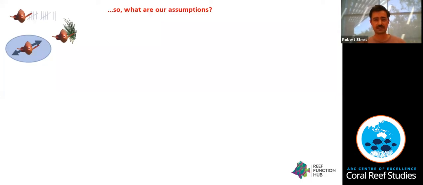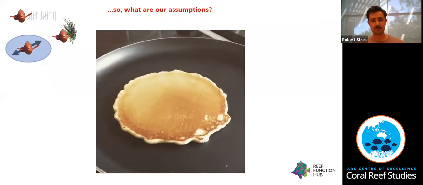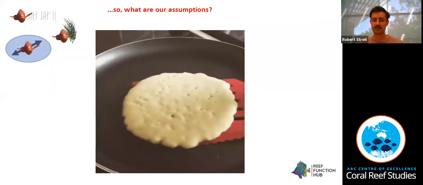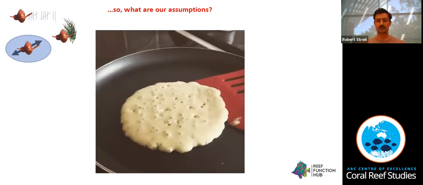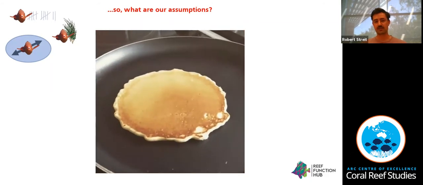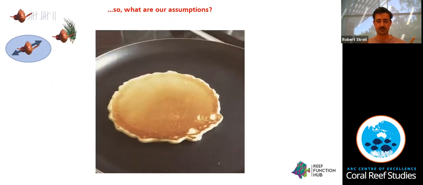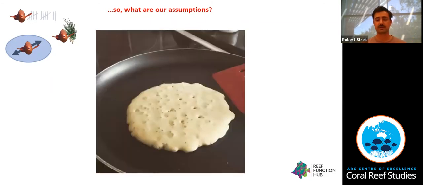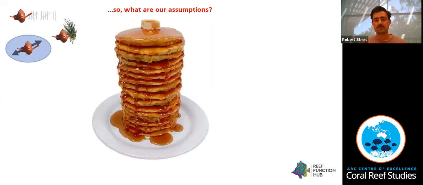What we assume behind that is that fish are feeding like pancakes. So we think that their functional impact is spread around the reef or even in their home range, just filling the reef like a nice circular functional impact. And because there are many different functional groups that we see on one transect, say, we kind of treat the reef like a pancake stack. Each pancake layer is a different function.